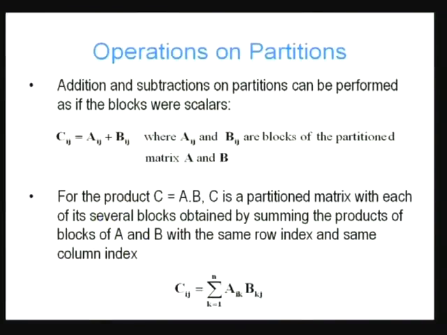If we want to evaluate the product C of two matrices A and B, where A and B are partition matrices, then we obtain the product by summing the products of blocks of A and B with the same row index and the same column index. That is, if Aik and Bkj are partitions of A and B, we obtain Cij, the partition of C, by taking the product of Aik Bkj summing over k equal to 1 to n. So by treating these individual blocks as if they are elements of a matrix, we can obtain the partition C corresponding to the product of the partition matrices A and B.